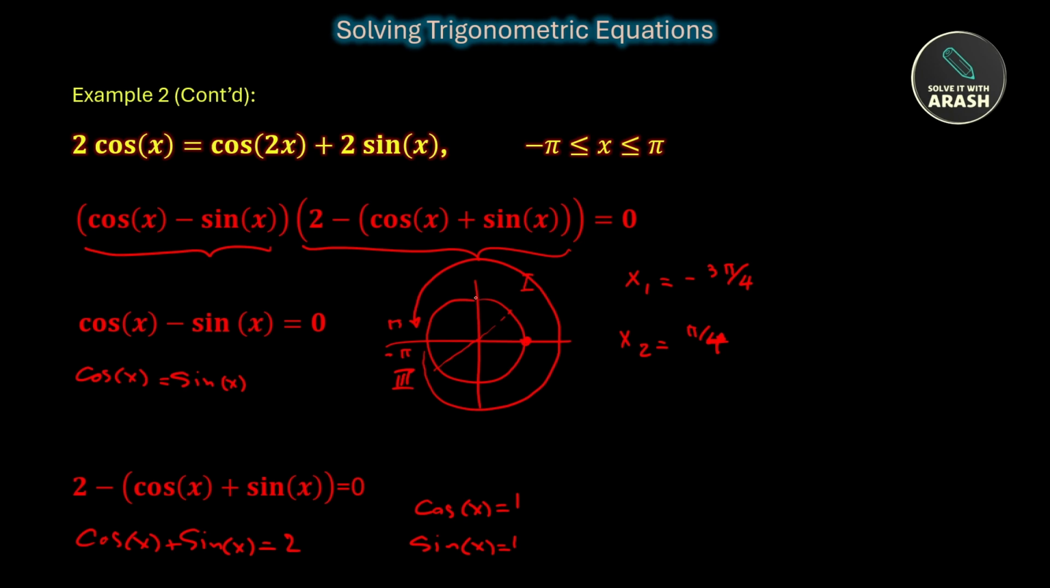At the other angle, when sine is 1 at pi over 2, then cosine is 0. So when one is 1, the other one is 0. We can't have both equal 1. So this equation doesn't give me any answer. No solution for the second one. But in the first equation, we got two valid answers, and both of them are within negative pi and positive pi.